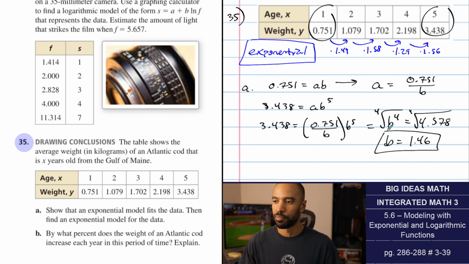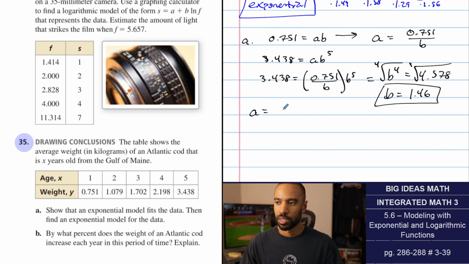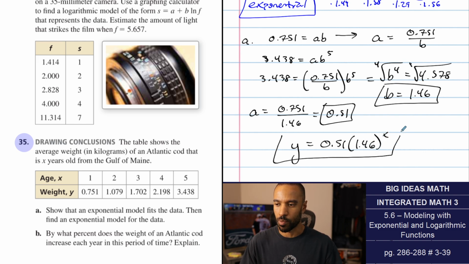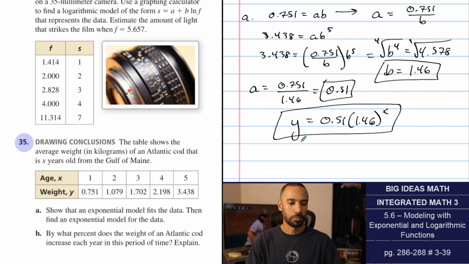1.46. Of course, it's rounded. A equals 0.751 over that number, 1.46. 0.751 divided by that answer, and I'm getting a value about 0.51. So my equation will be y equals 0.51 times 1.46 to the x power. Of course, there are some rounded values within, but that's my model.